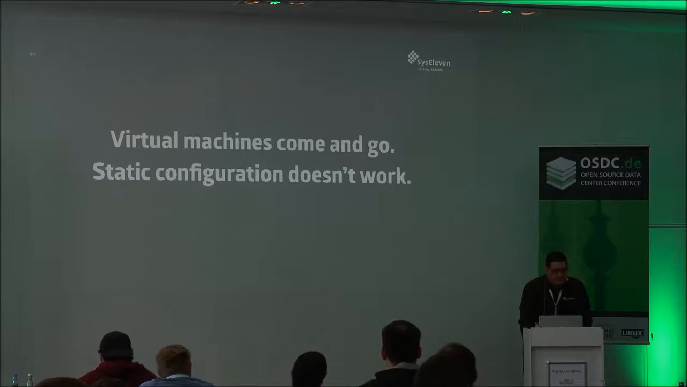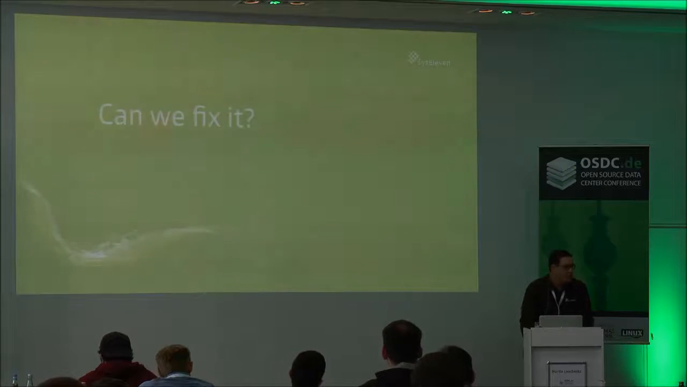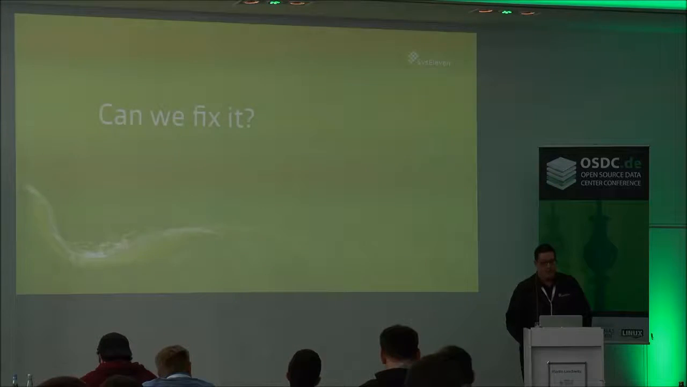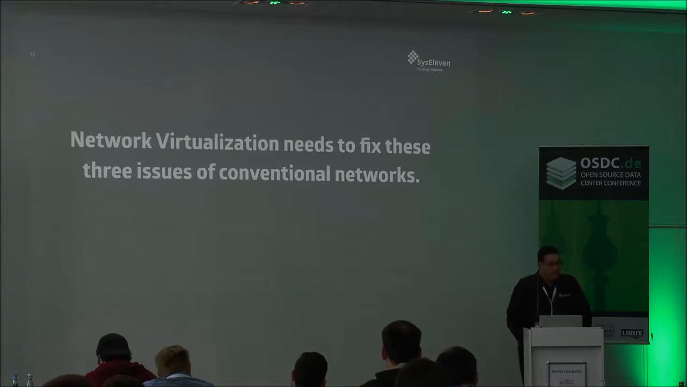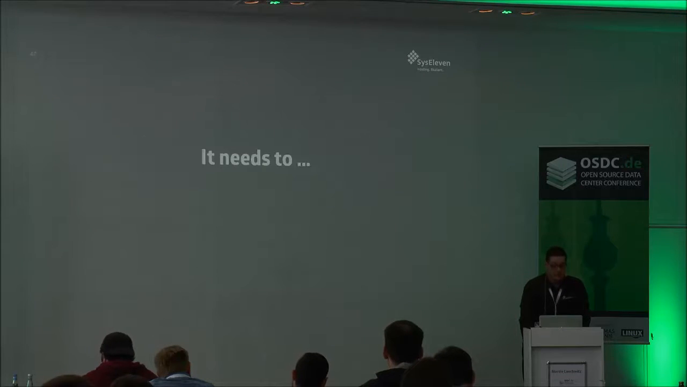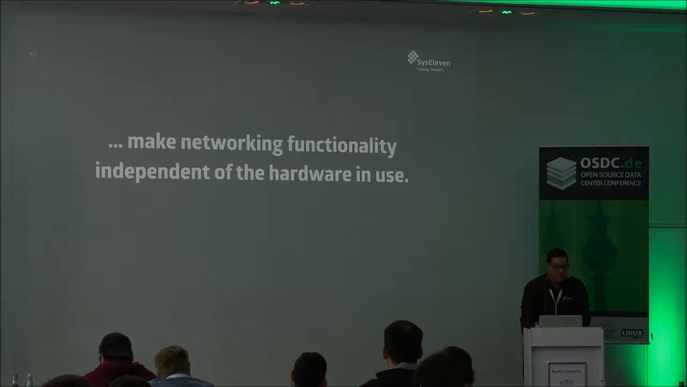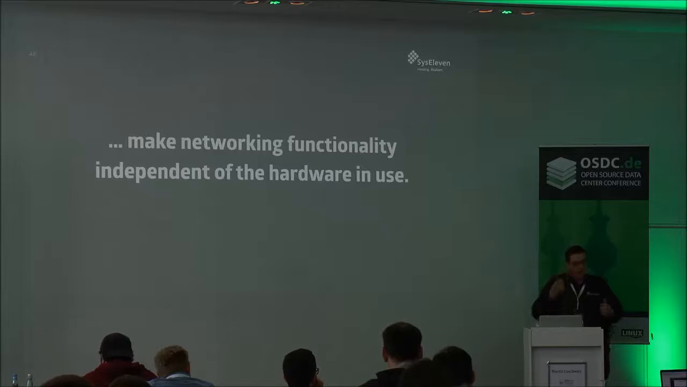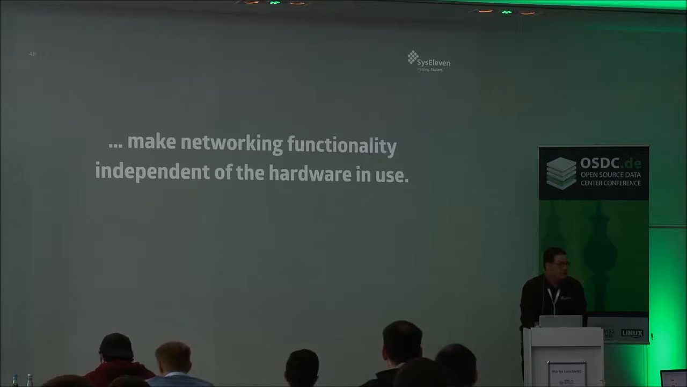The interesting question is, can we fix it? So what can we do to work around the shortcomings that I have just mentioned? Number one, network virtualization needs to fix these 3 issues of conventional network. It needs to make networking functionality independent of the hardware in use. I cannot ensure that configuring a switch is possible. So I cannot rely on any functionality that my switch is only going to provide if I configure it accordingly. In fact, I need to turn my switch into something very dumb.